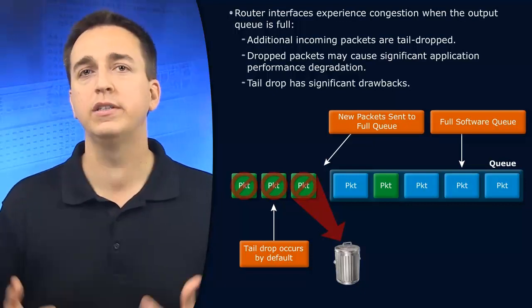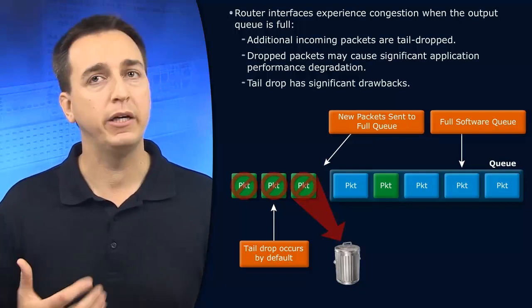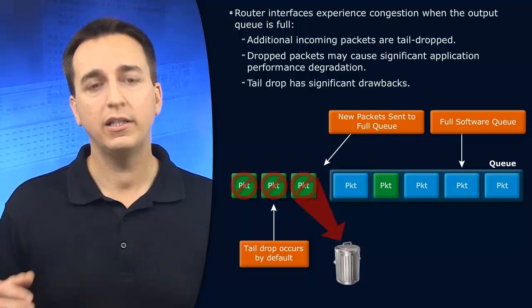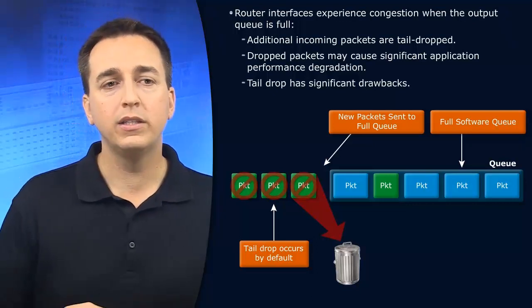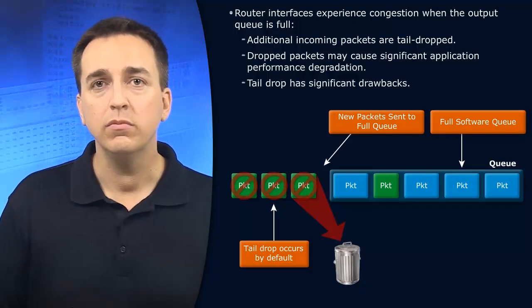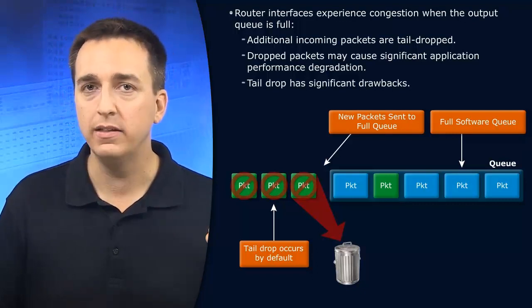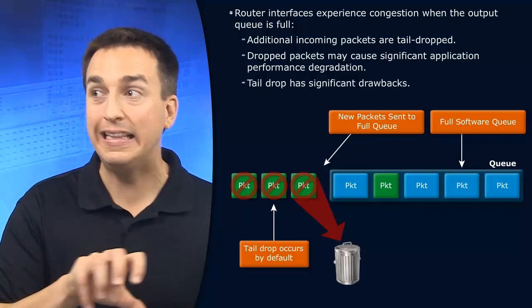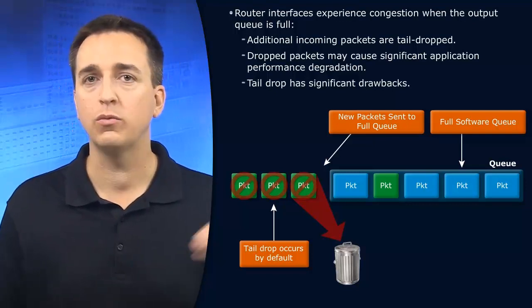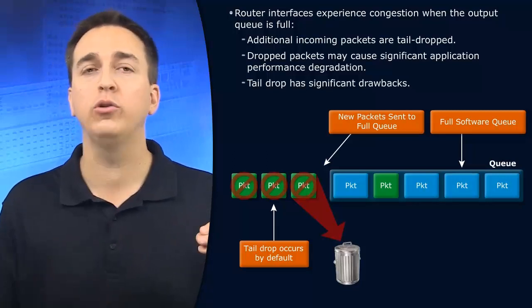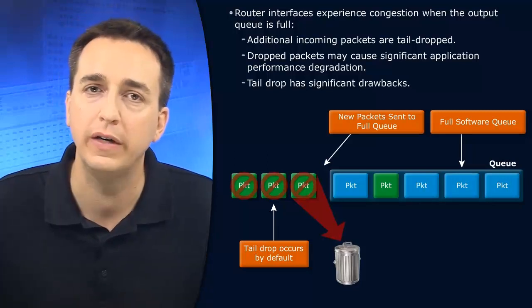And when that queue fills up, our networks experience congestion because traffic that's arriving at the router is faster, more abundant than the traffic leaving the router. So there's more packets arriving than we are able to transmit out that interface.